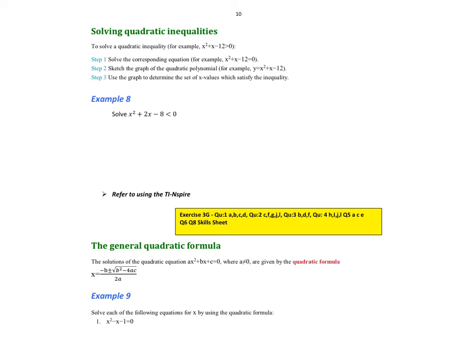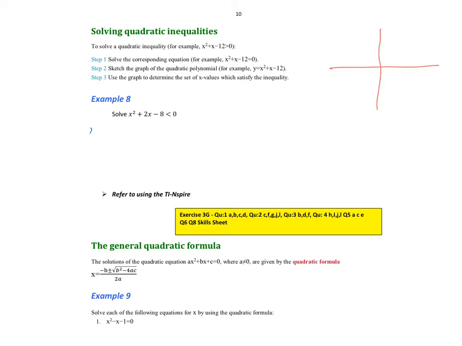Okay, so when solving quadratic inequalities, the simplest way is probably to sketch the graph. And once you've done that, just determine from the graph whereabouts the function is greater than 0 or less than 0. So let's go to the function first. In this example, we've got x squared plus 2x minus 8 is less than 0.